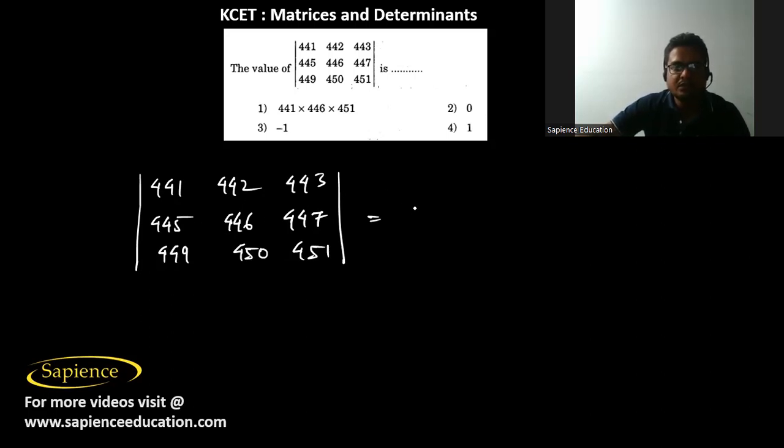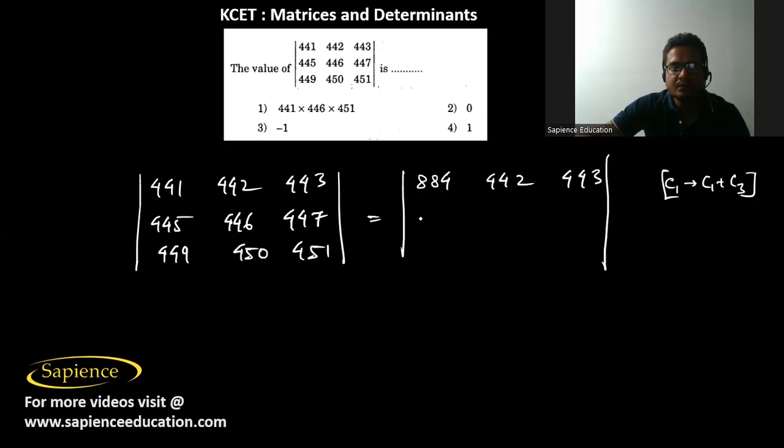So what we can do is C1 goes to C1 plus C3. If we apply this column operation, the determinant will be 441 plus 443, so this is 884, then 442, 443. Then 445 plus 449 gives 894, and then 446, 447.